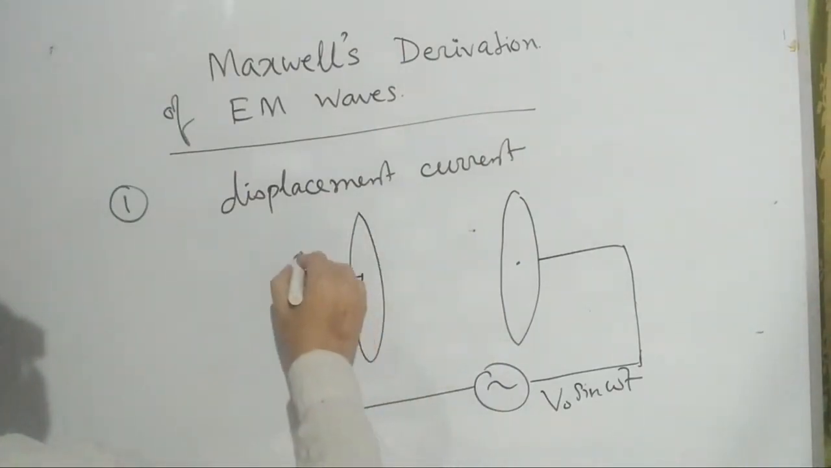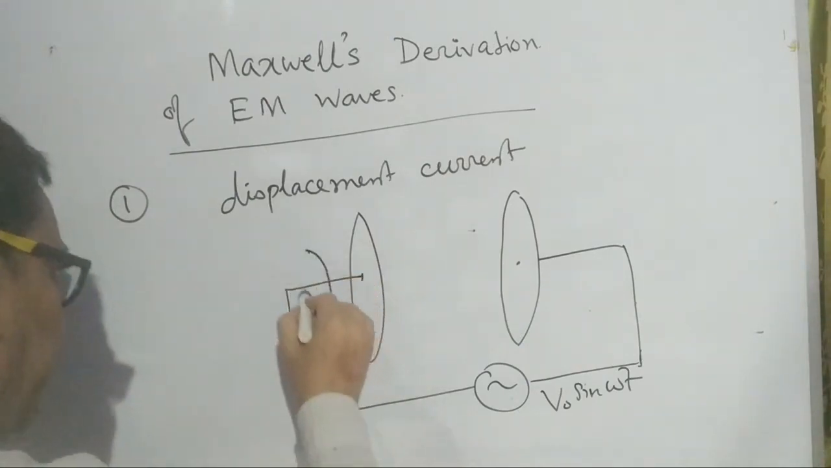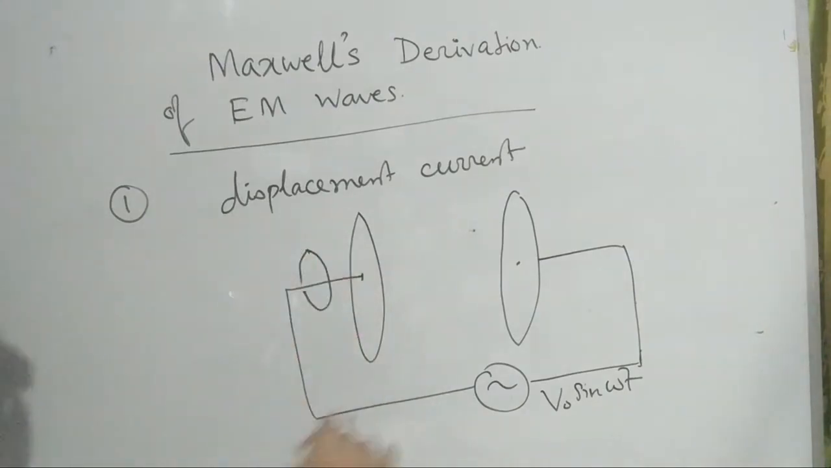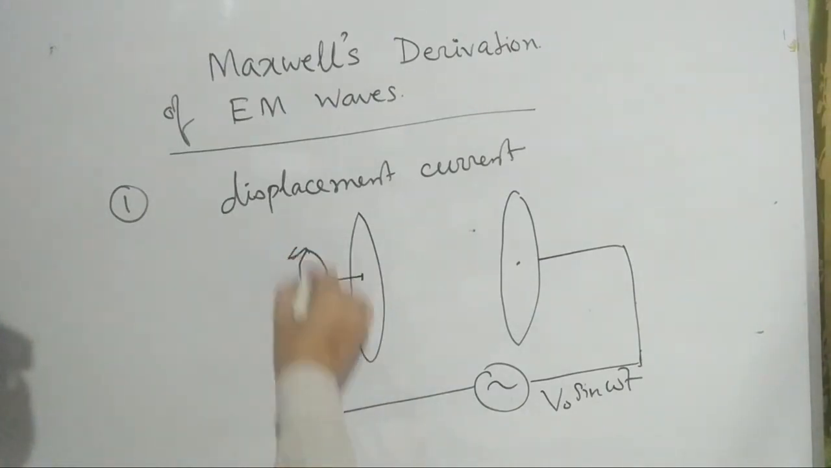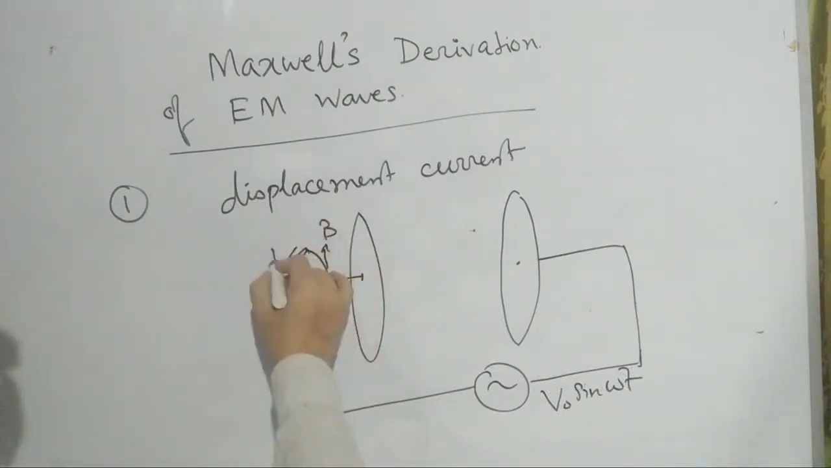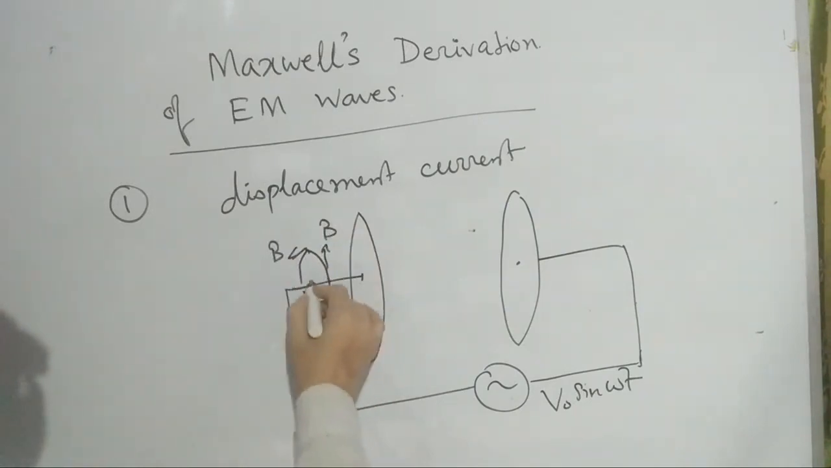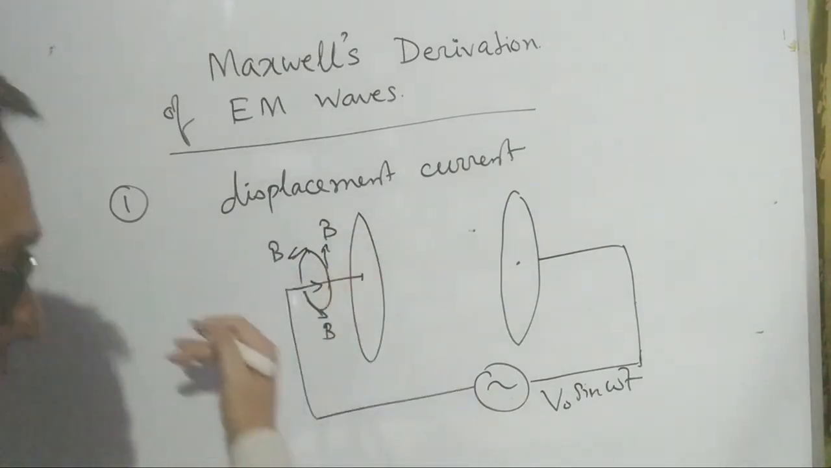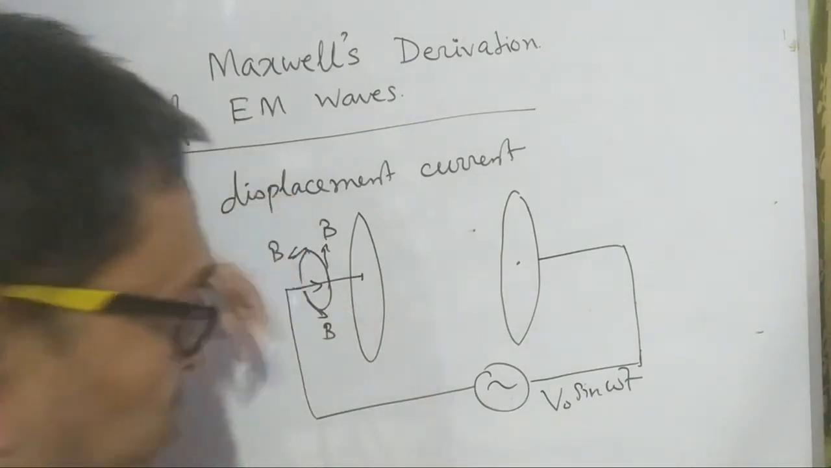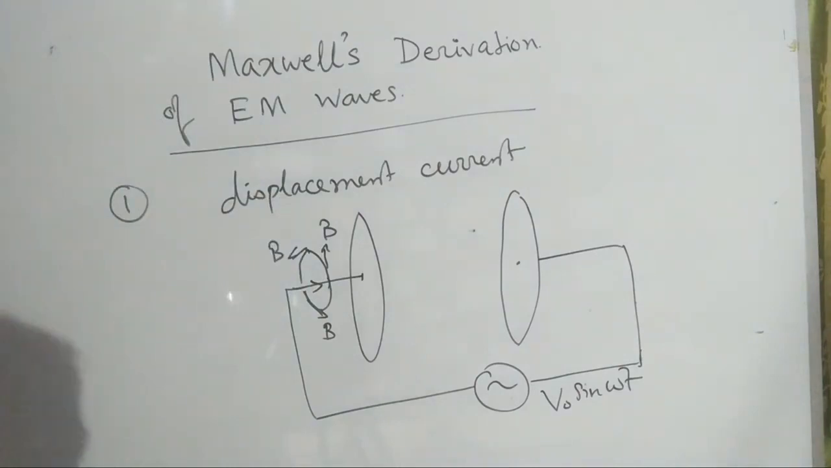If we apply Ampere's circuital law here at this position, if we take a loop, eventually we will get a magnetic field around it. We will get a magnetic field here, because current is moving inside either in this direction or this direction. But the current is actually variable, so this magnetic field will also vary. This is according to Ampere's circuital law.